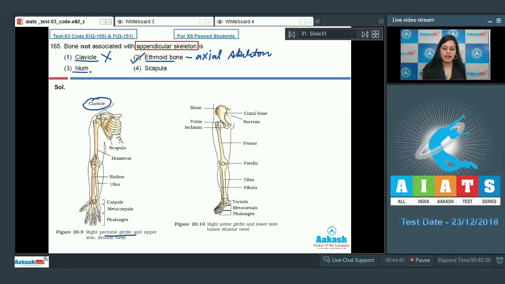The next option given is ilium, and this is also an incorrect option because ilium, as you can see here, is a part of pelvic girdle. The last option given is scapula, and this is also an incorrect option because scapula is a part of pectoral girdle. So the correct answer to this question is option number 2. Let's proceed to the next question.